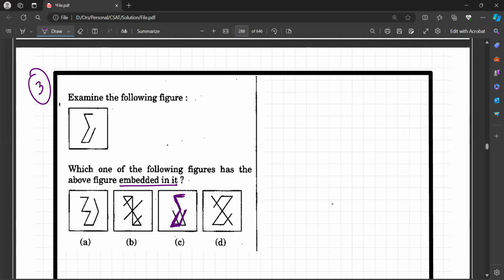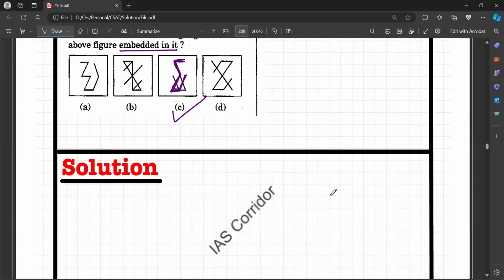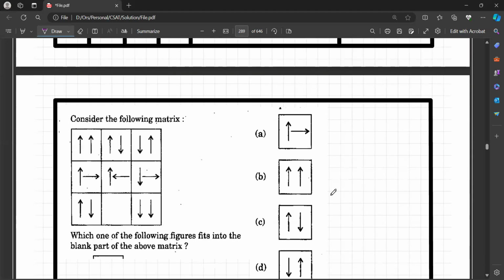Clear? So you get the answer as C. No maths involved. Coming to question number 4. Consider the following matrix. Which one of the following matrix fits into the blank part of the above matrix?